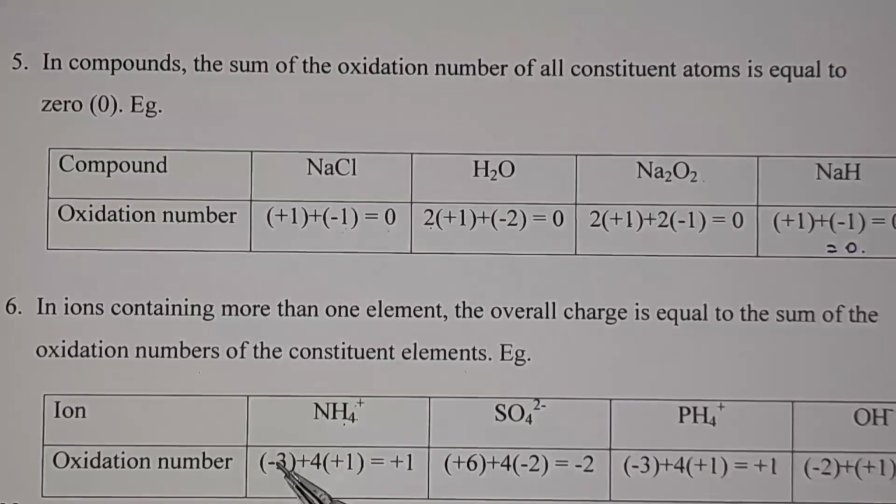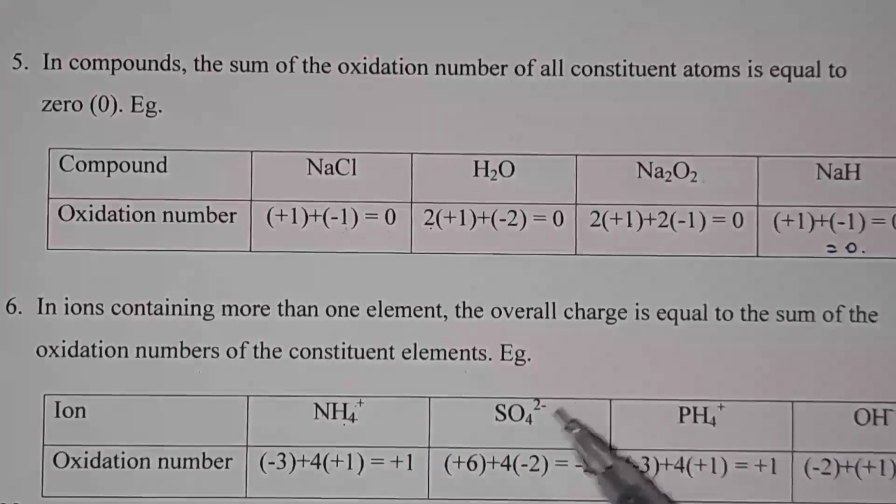It's a non-metal, so you give negative. So the valency of nitrogen is 3. Plus, I have 4 here in brackets. What is the oxidation number of hydrogen? It's positive 1. So put negative 3 plus 4 in brackets times positive 1. Close the bracket, put it in the calculator, and you are going to get positive 1. That positive 1 is the overall charge of that ion, the ammonium ion.